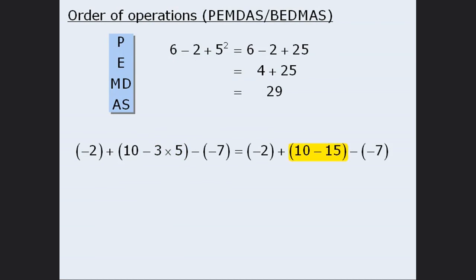Since we still have parentheses, our next step is to evaluate 10 minus 15, which equals negative 5. At this point, our two remaining operations are addition and subtraction. Since addition and subtraction have the same level of importance, we must tackle them from left to right. So first we have negative 2 plus negative 5, which equals negative 7. And finally, negative 7 minus negative 7 is equal to 0.